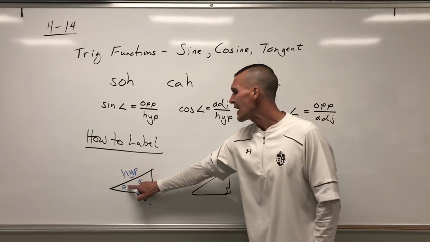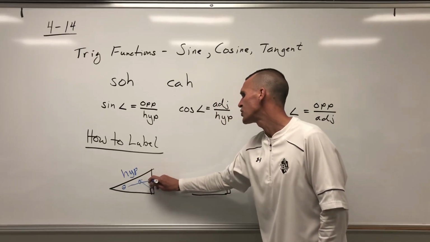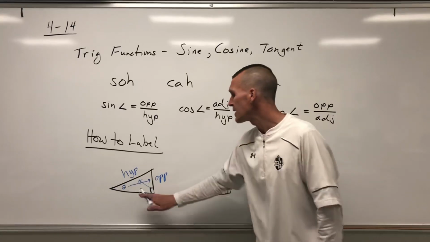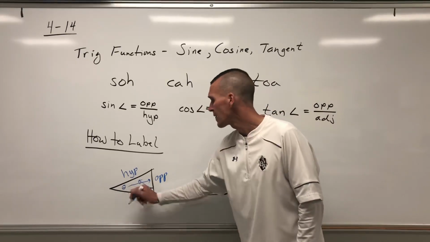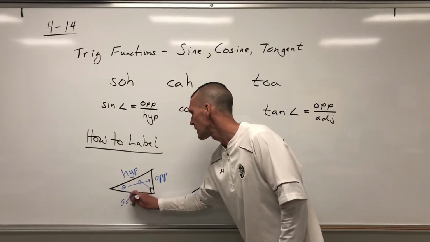Then when you look at the angle that you are given and you travel across from that angle, that is called the opposite side. And then the third remaining side, or the leg that touches your angle, is called the adjacent side.